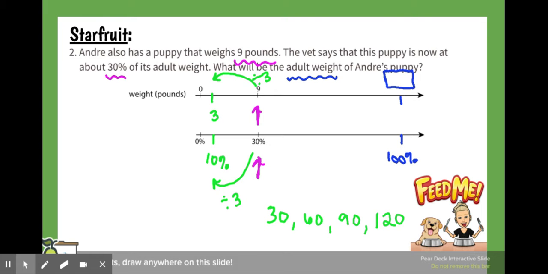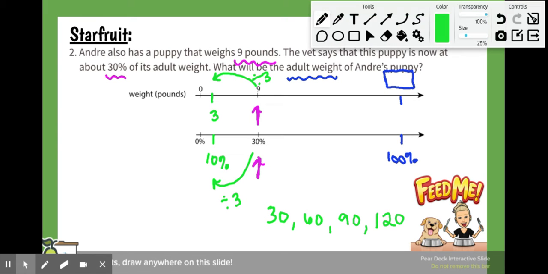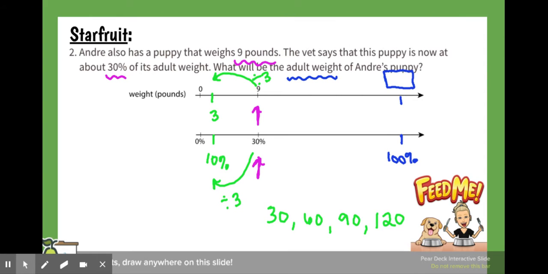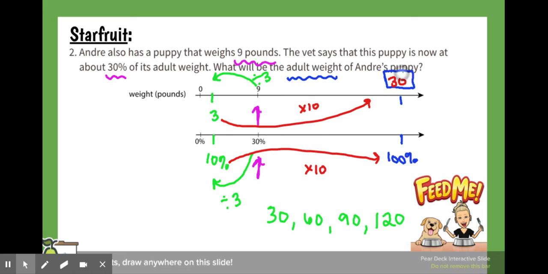Okay, I'm not done yet because that's 10% and I need to know 100%. So now my final step is I need to go from 10% all the way up to 100. So what do I multiply 10 by to get to 100? Well, I know that answer. That answer is 10. 10 times 10 is 100. What I do to the bottom, I must again do to the top. So 3 times 10 is going to get me, if you use your calculator, 30. So I know that at its adult weight, this puppy is going to weigh 30 pounds. Okay?